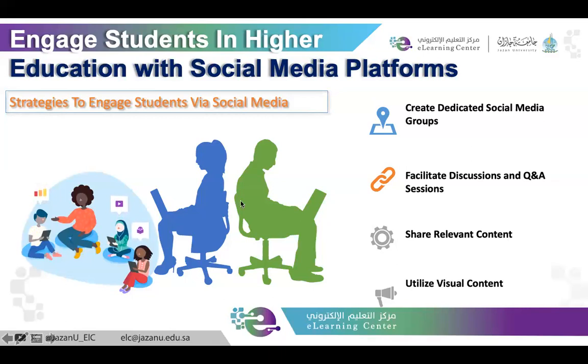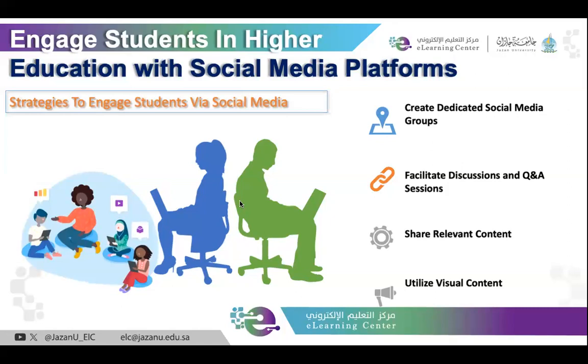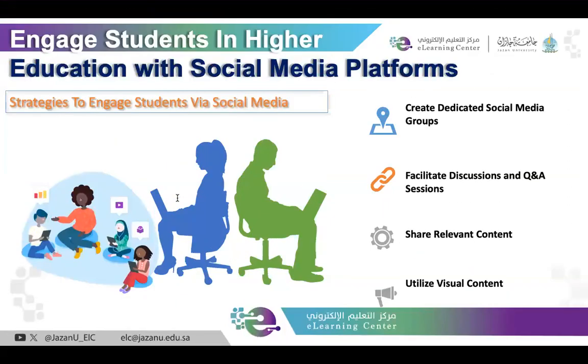So what we have to do for this, first of all, let me categorize some of the things. The first is to create dedicated social media groups. So now we are going to plan how we will be able to engage a student in higher education with social media platforms. The first step is to create dedicated social media groups. What does it mean? Establish private or closed groups on platforms like Facebook or LinkedIn for specific courses or programs. This creates a space where students can discuss course content, ask questions, and share resources.